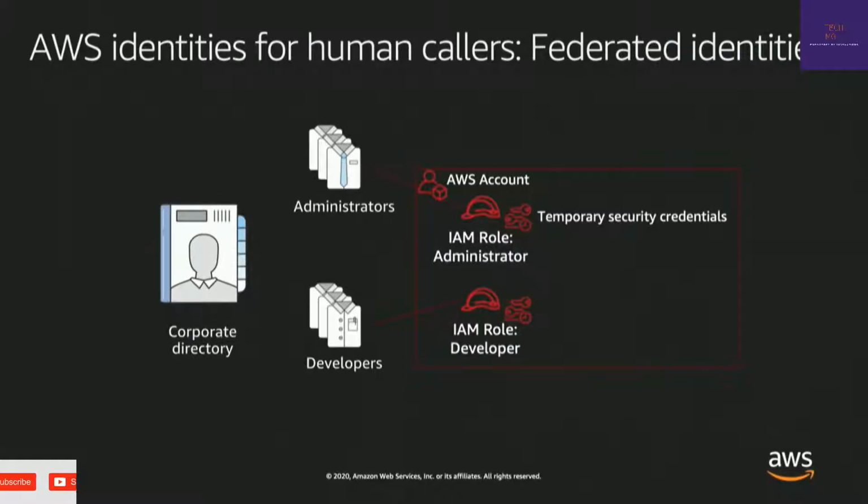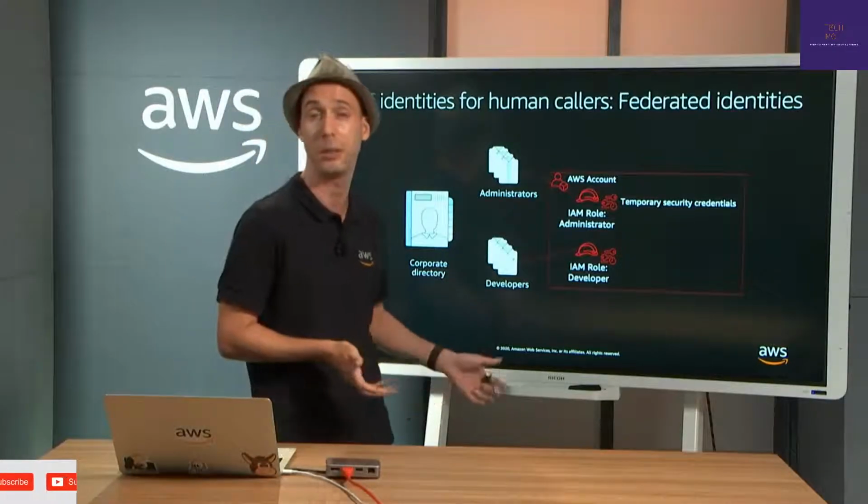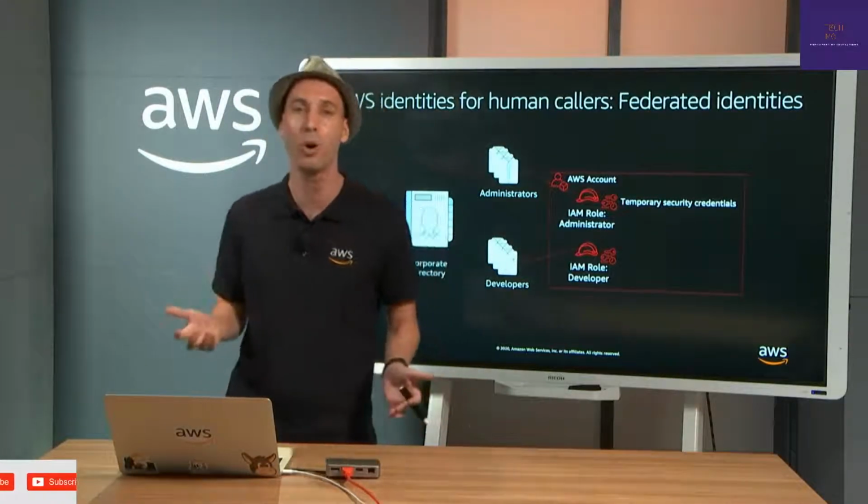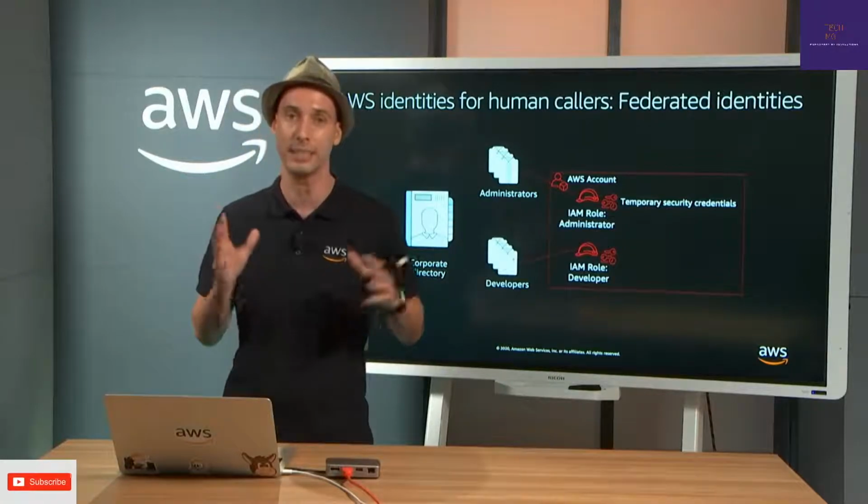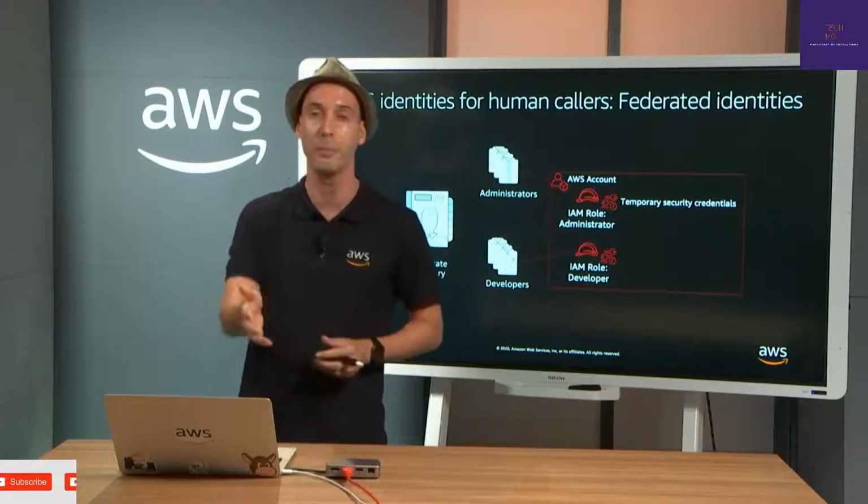But there's another way that human beings can interact with AWS, and that's through federated identity systems. So a lot of companies might have their own corporate directory, as you can see here. And for example, we might split up who's in that corporate directory by their roles, right? We have administrators and we have developers, let's say. And even the name role fits really naturally into that, right? These kind of groupings of people. What role are they playing in the organization?